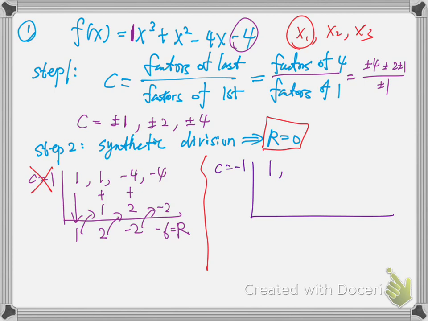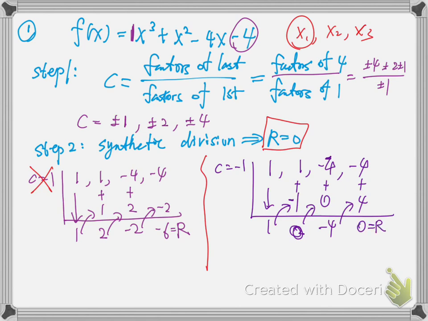The same f, so we have the same top line here for the synthetic division: 1, 1, -4, -4, right? So bring down 1. 1 times -1 is -1. 1 plus -1 is 0, right? And 0 times -1 is 0. -4 plus 0 is -4. -1 times -4 is 4. 4 plus -4, we get remainder 0. Okay, remainder 0. So that's our first solution.